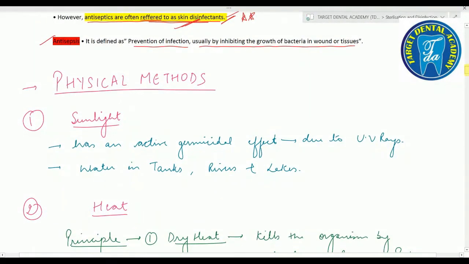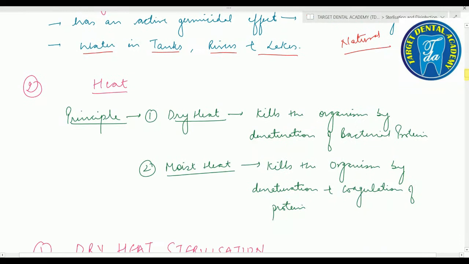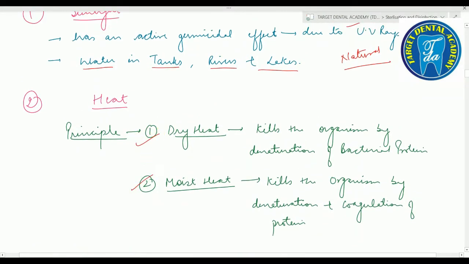So, starting with the physical method, first is the sunlight. Sunlight has an active germicidal effect due to the ultraviolet rays. It is a natural method of sterilization in cases of water in the tanks, in the rivers and in the lakes. Fine. Coming on to the heat, these 2 points are very important.